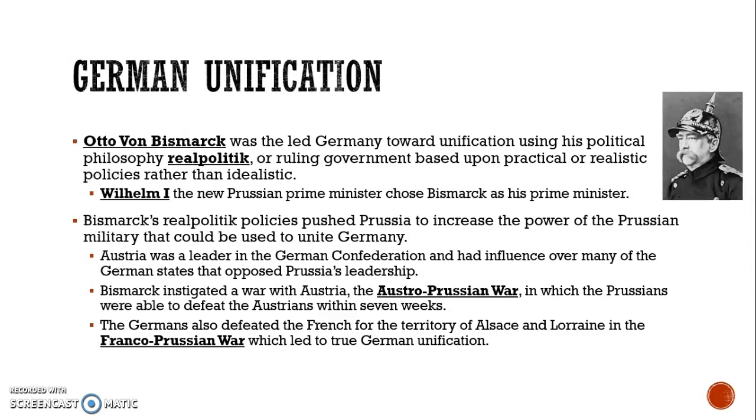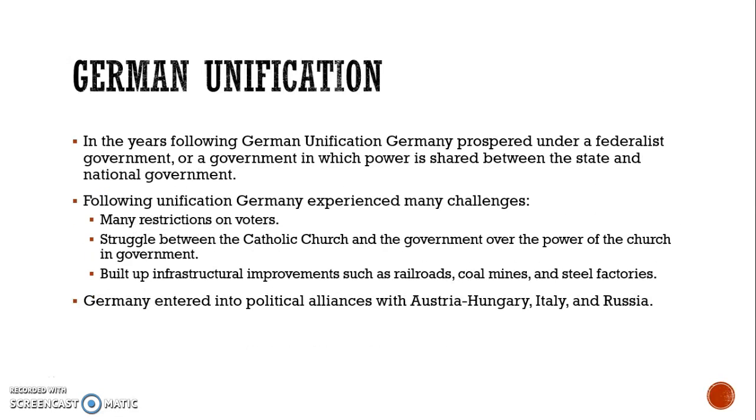Bismarck instigated a war with Austria called the Austro-Prussian War, in which the Prussians were able to defeat the Austrians and gain more power over the German Confederation. The Germans were also able to defeat the French, also a power in the German Confederation, for the territory of Alsace and Lorraine in the Franco-Prussian War, and this led to true German unification overall.